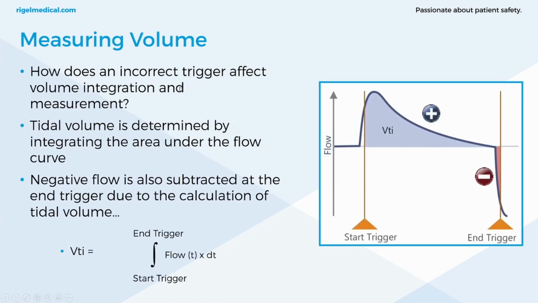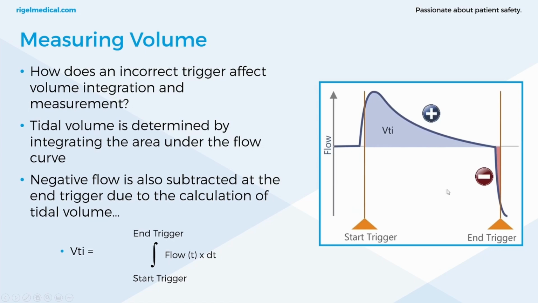How does an incorrect trigger affect volume integration and measurement? Well, tidal volume is determined by integrating the area under the flow curve. This means that with a trigger set too high, not only is the flow at the start of inspiration completely omitted, the negative flow is also subtracted at the end trigger.